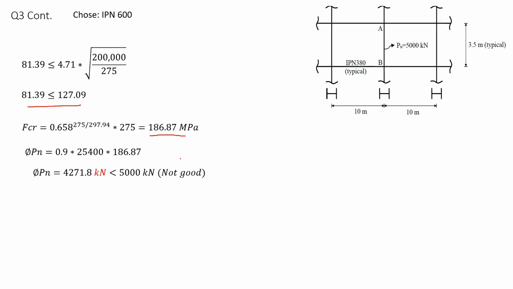And you would get the capacity for this member is 4,271, which is less than 5,000 kilonewtons, which is less than what we need. So this is not good. You have to check another section.